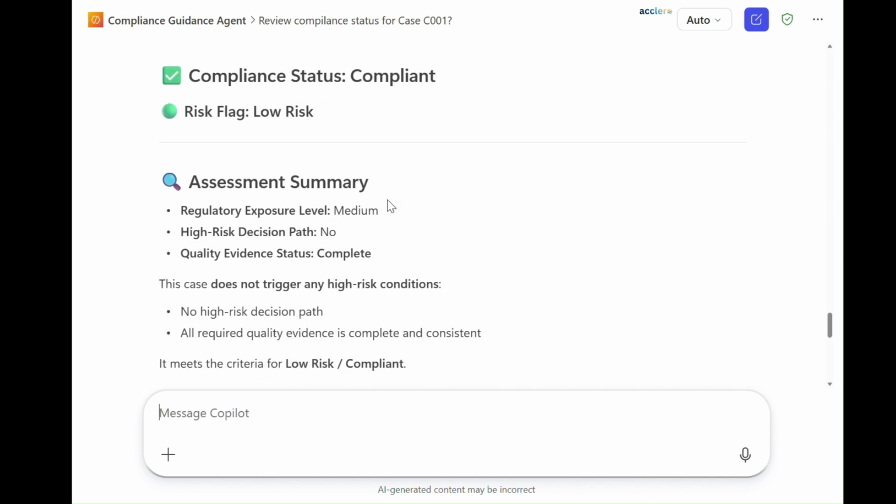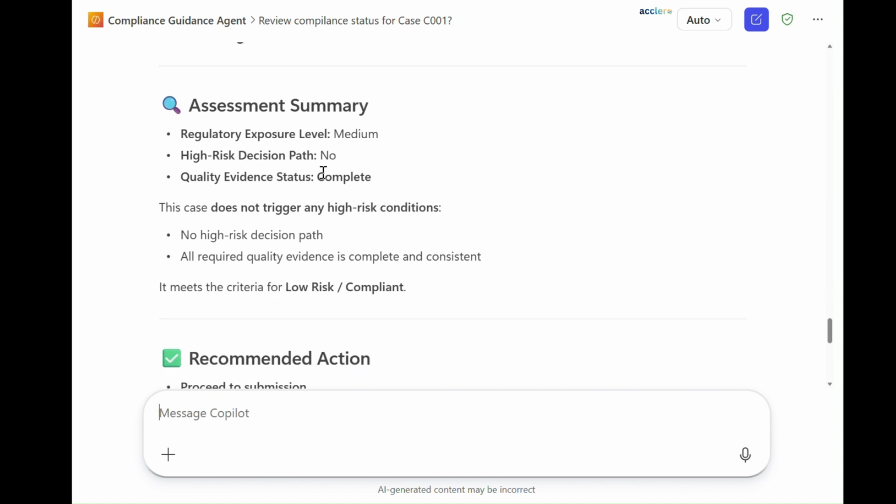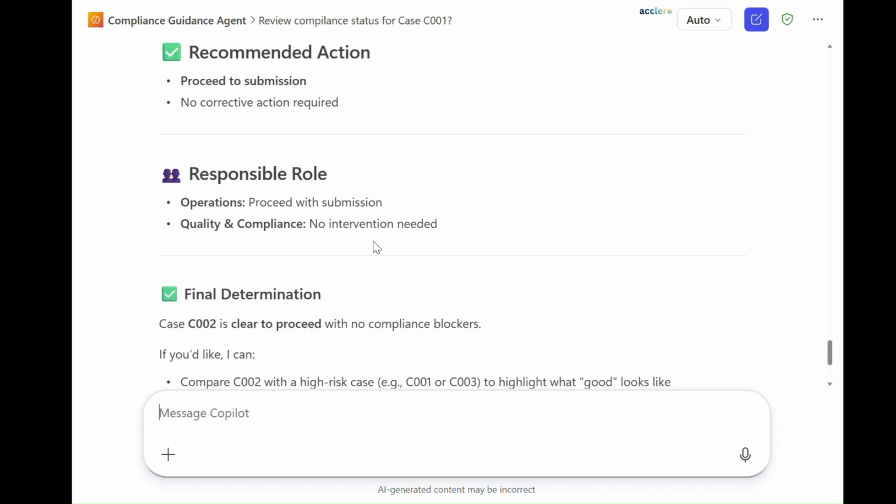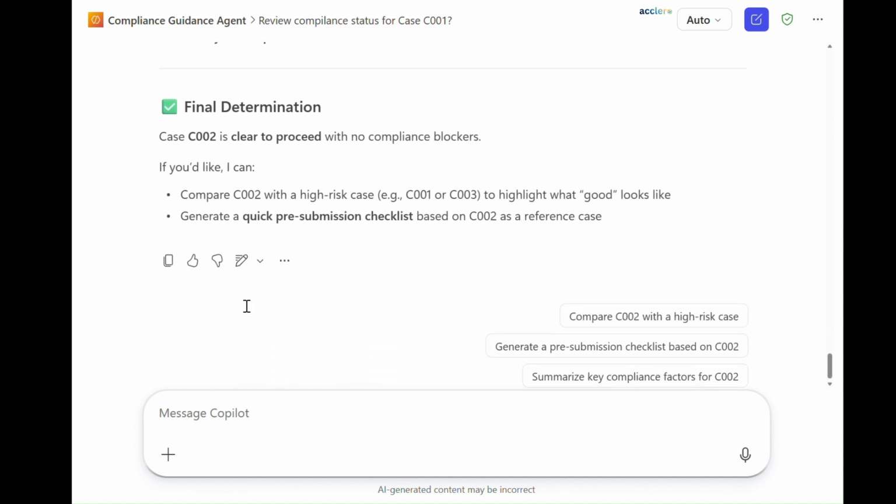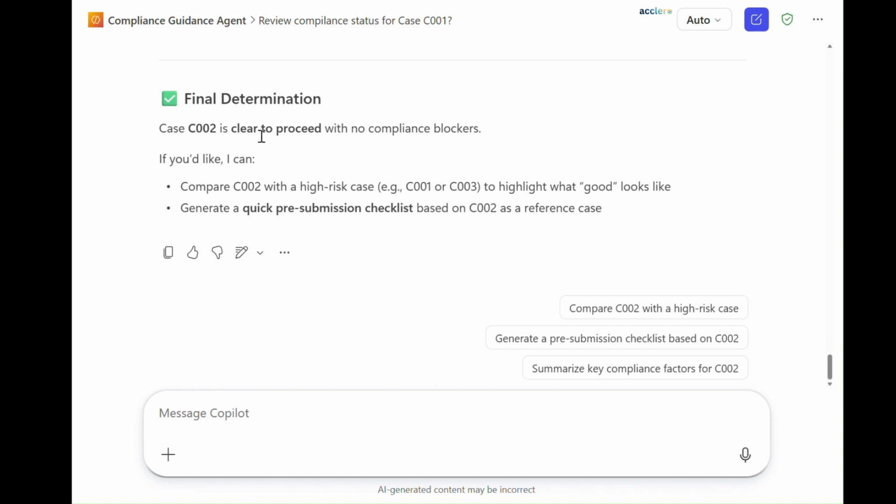You can see the risk flag is very low, the risk is low, and regulatory exposure is medium. High risk is no. Quality evidence is complete, so it is ready for submission. Proceed to submission, no corrective action required. Case 002 is clear to proceed with no compliance blockers, so we can submit this case.